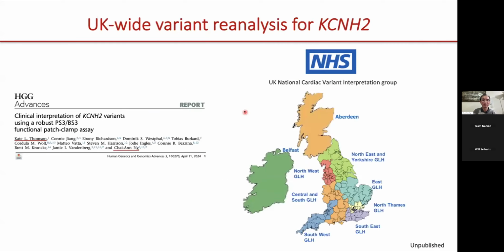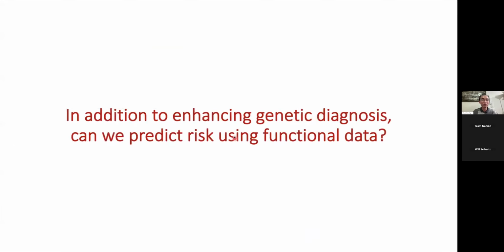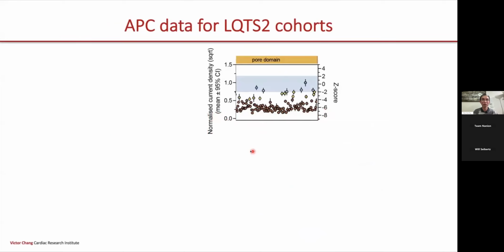So the other project that is ongoing is to work together with the UK laboratory. Kat Thompson here is the principal geneticist from the Oxford testing lab. So we come together to reassess all the KCNH2 missense and indel variants from the NHS testing laboratory to see, using the standard ACMG AMP criteria at the national level, how useful the functional data actually is. So in addition to what I showed you, enhancing genetic diagnosis, can we predict risk using functional data is the next thing that I'll talk about.